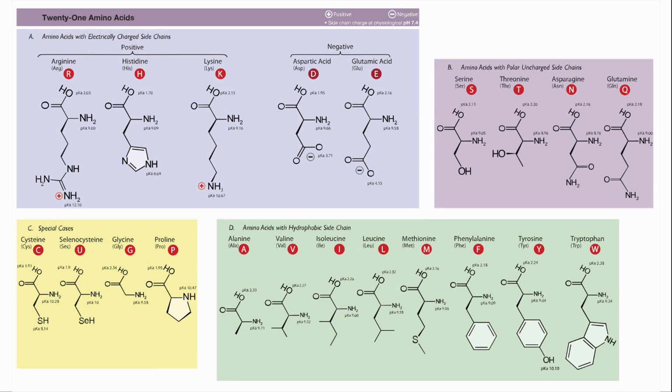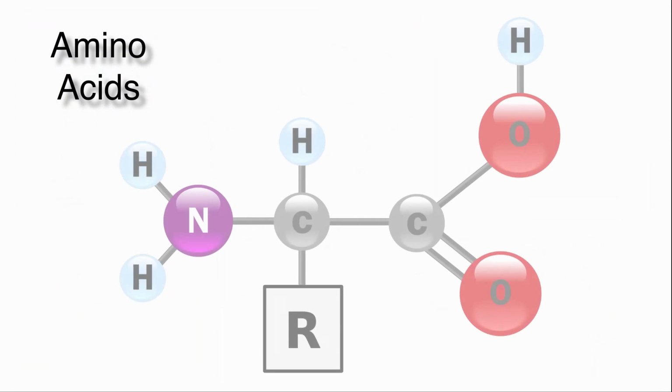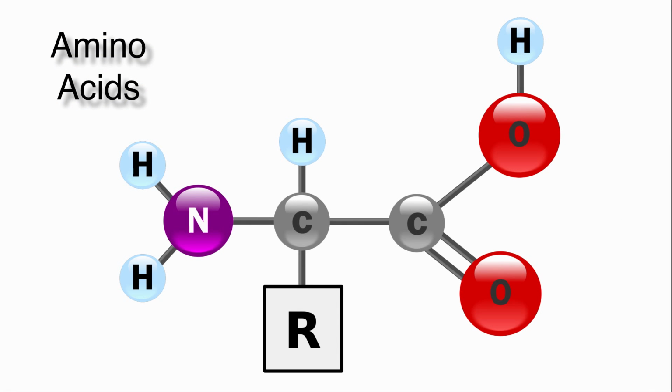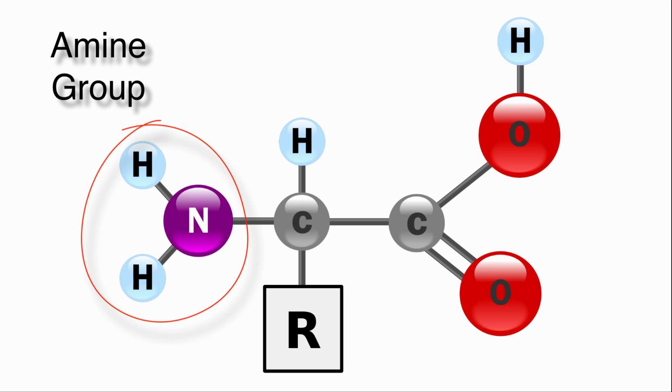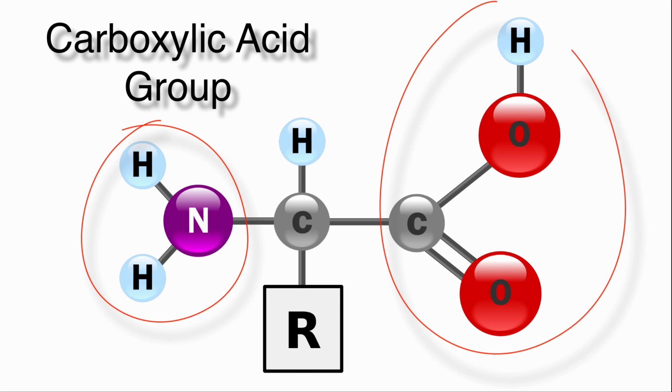Living things use 20 amino acids to make most proteins. Amino acids are organic molecules. That means they are built mainly from carbon atoms. Most amino acids have a central carbon atom with 4 side groups. One of those side groups is an amine. A second side group is a carboxylic acid.